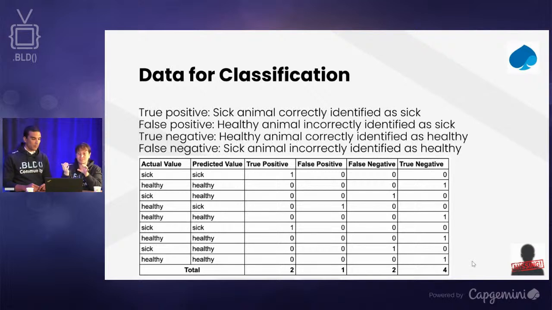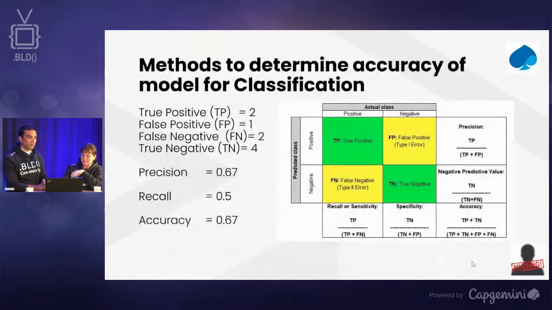False positive means the healthy animal was identified as sick. Then true negative means healthy was identified as healthy. False negative is sick incorrectly identified as healthy. So you can already start thinking some of these could be more important in different situations than others. So depending on that, you'll have to look at the next slide, which is what we want to look at. So different situations for different methods.